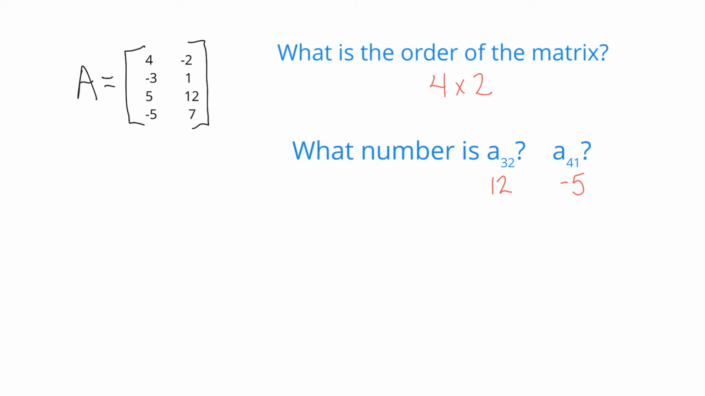All right, go ahead and check your answers. The order of the matrix is a 4 by 2. Again, we've got 4 rows and 2 columns, so this is a 4 by 2 matrix. And then what number is in the position A subscript 3, 2? If we go to the third row, this is first, second, third row, and then the second column, that would be this number right here. Then if we want to look at A 4, 1, we go to the 4th row and the 1st column. So that's going to be this number right here.